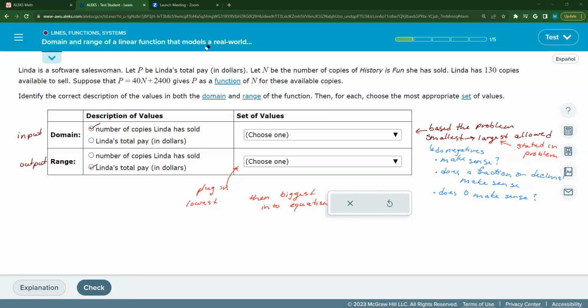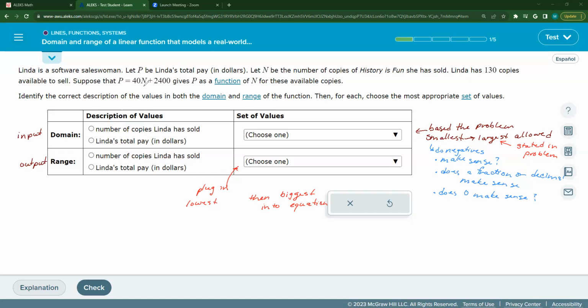So this time Linda is a software salesperson. Let P be Linda's total pay in dollars. Let N be the number of copies of History is Fun she has sold. Linda has 130 copies to sell. Suppose that P equals 40N plus 2,400 gives P as a function of N in these 130 available copies.